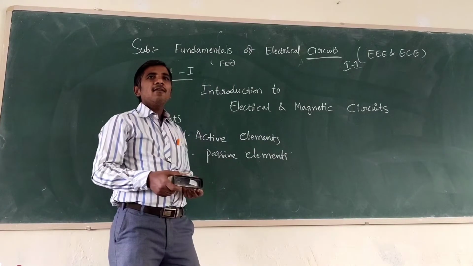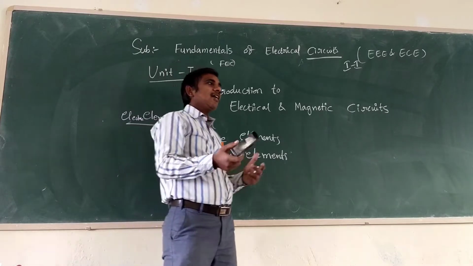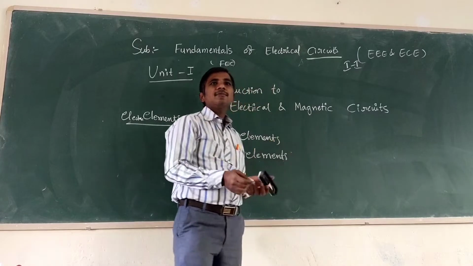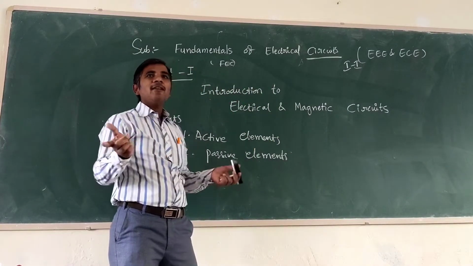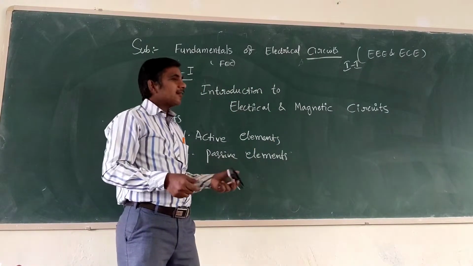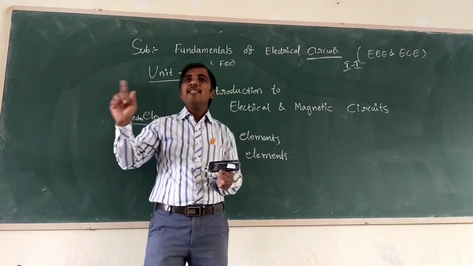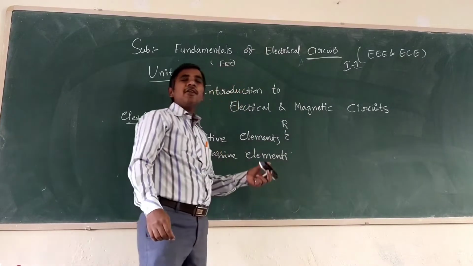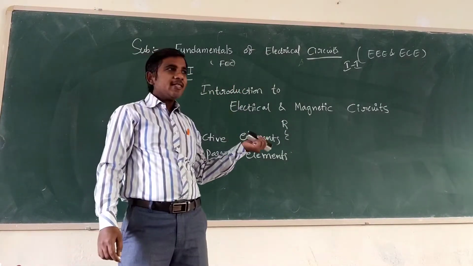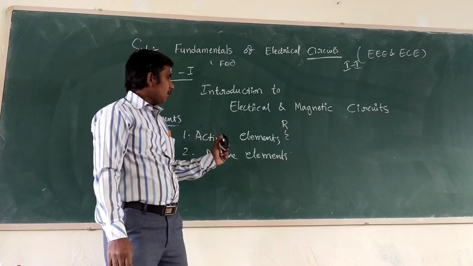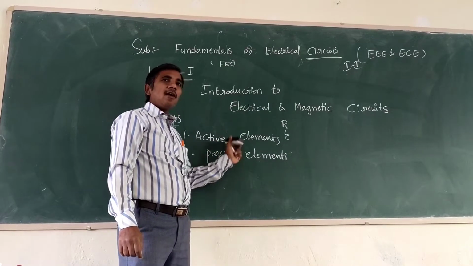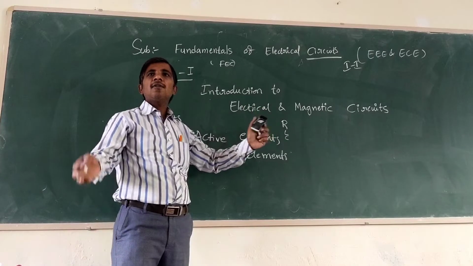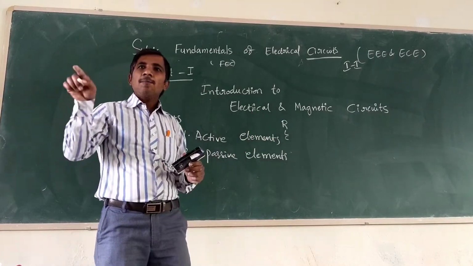If the current is not flowing, suppose the circuit is open. If the circuit is open, no current will flow. That means a circuit is an interconnection of various elements like resistors, inductors, capacitors, transistors, diodes, like that various elements. Active elements and passive elements, power semiconducting devices, integrated circuits, power supplies and path.